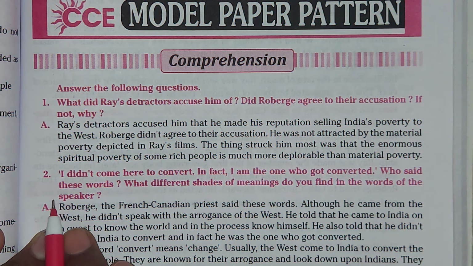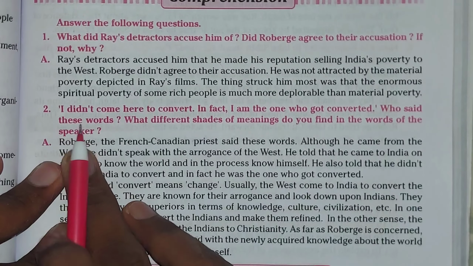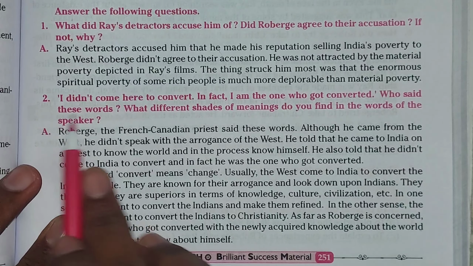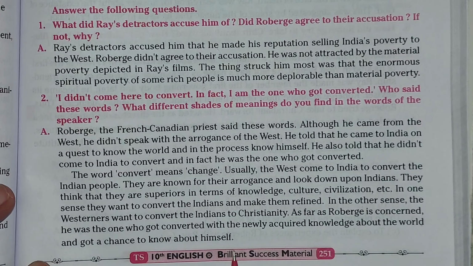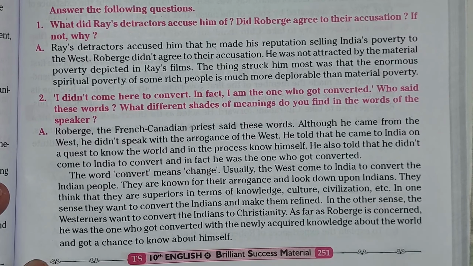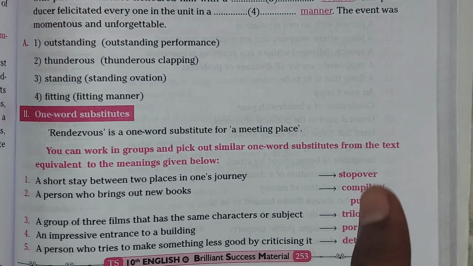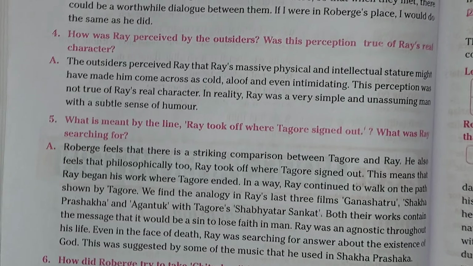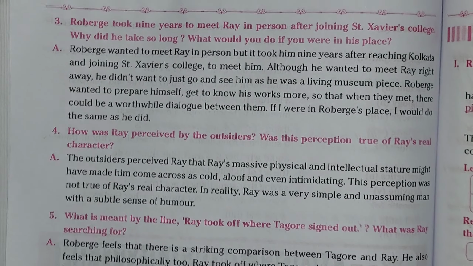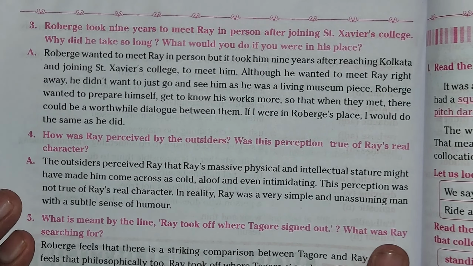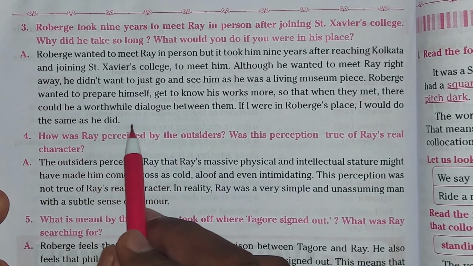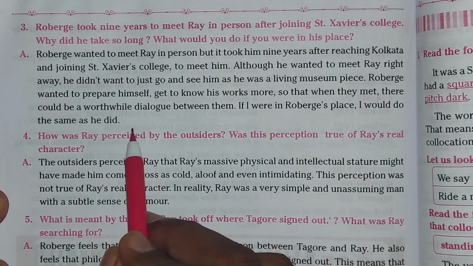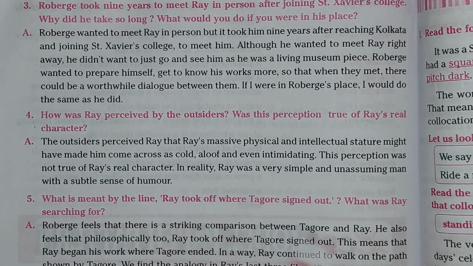So let's move to the second question. You can see the second question starting from here and ending here, and the answer starting from here and ending here. Let's move to the next question. You can see here the third question starting from here and ending here, and the answer starting from here and ending here. After that, the fourth one, question starting from here and ending here, and the answer starting from here and ending here.